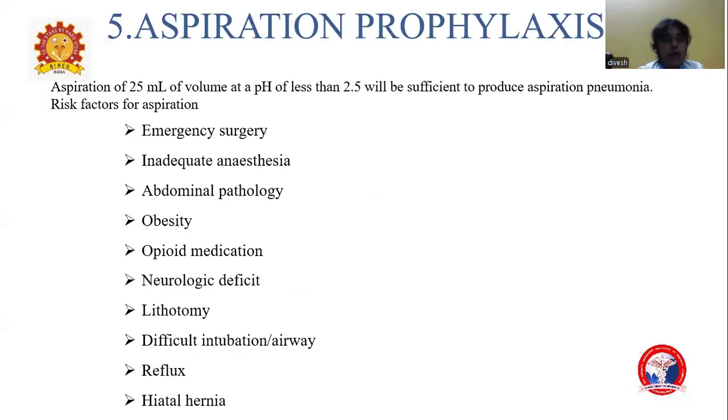Next, we are going to see how to prevent aspiration. What is aspiration? Aspiration of 25 ml of volume at a pH of less than 2.5 will be sufficient to produce aspiration pneumonitis. The risk factors of aspiration are emergency surgery, inadequate anesthesia, abdominal pathology, obesity, opioid medication, neurologic deficit, lithotomy position, difficult intubation or airway reflex, and hiatal hernia. These are all the risk factors for causing aspiration in the patients.